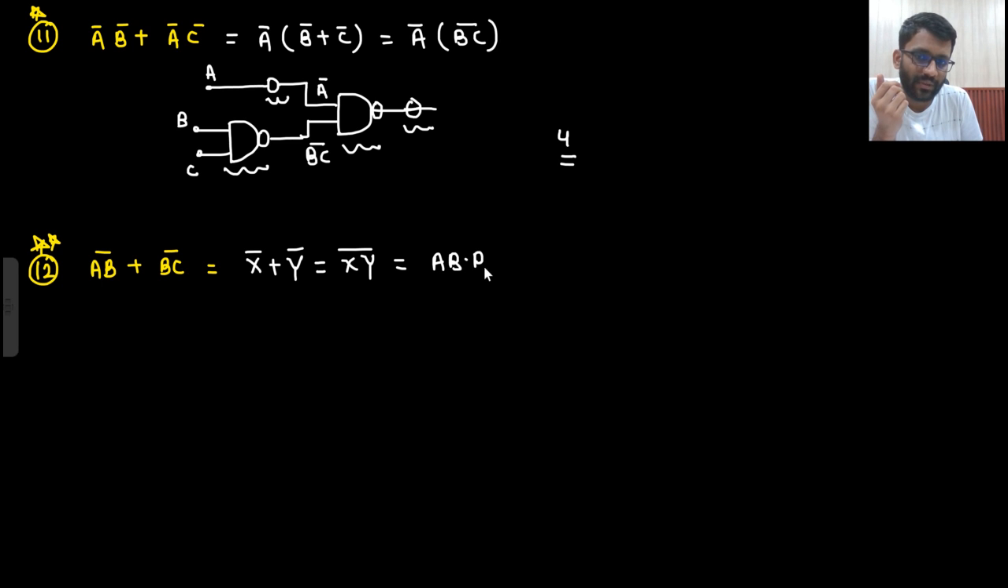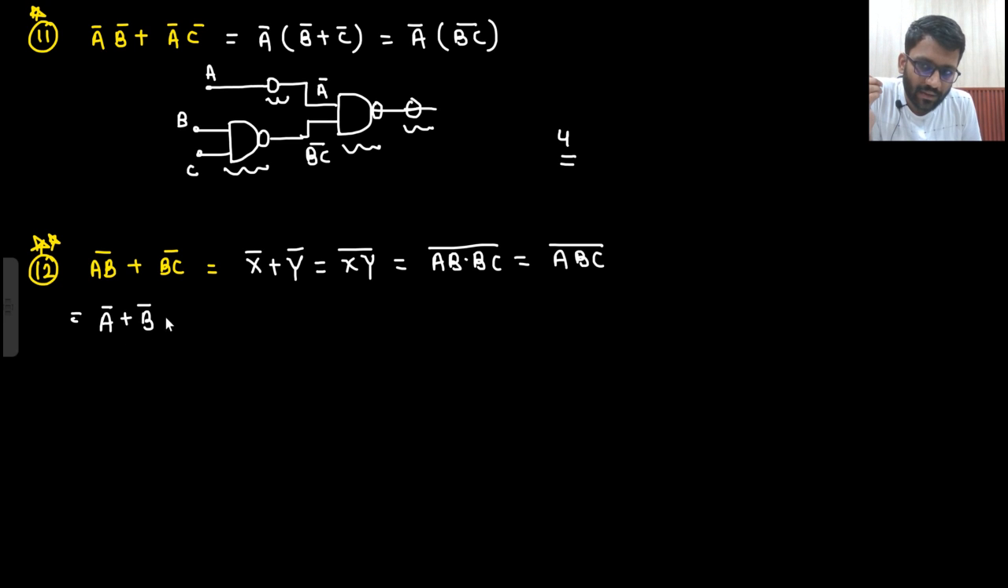AB into BC bar. What is AB into BC? That is ABC bar. So I just need to implement this ABC bar. That's it. AB bar plus BC bar is ABC bar. So when a bar is coming, I will think about it. I will think about what different I can do. Or this could have come in this manner as well. AB bar can be replaced as A bar plus B bar plus B bar plus C bar.